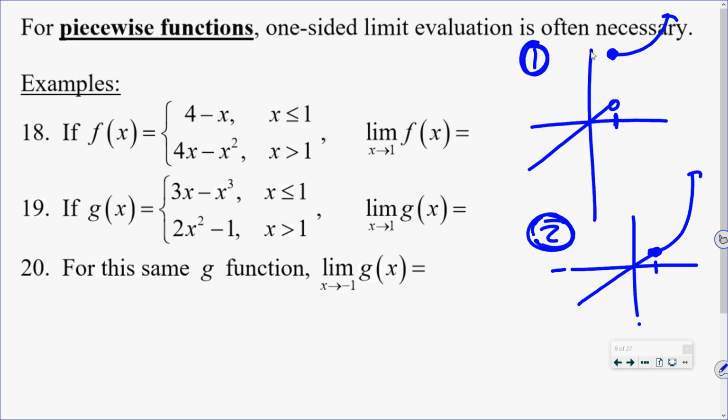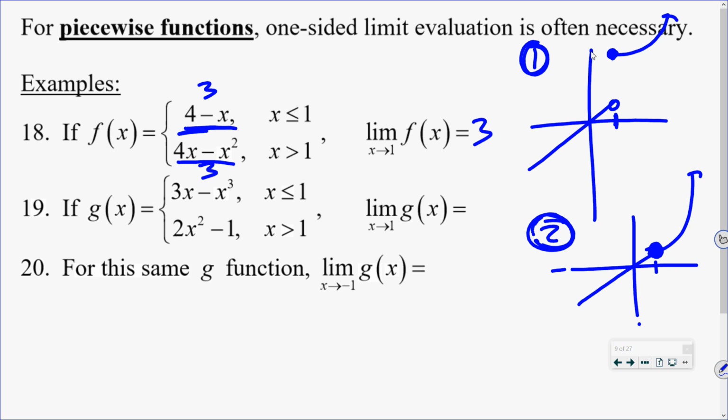To do that, it's actually really easy. All I do is plug 1 into my first equation and plug 1 into my second equation and see what I get. So when I plug 1 into my first equation, I have 4 minus 1, which is 3. When I plug 1 into my second equation, I get 4 times 1 minus 1 squared. So that'd be 4 minus 1, which is also 3. Hey, I got the same y value. So when x was 1 and y was 3, they met up in the same spot. That means the function is continuous. That means it does have a limit. And we know what the limit is because it's whatever that value is when I plugged 1 in. Well, when I plugged 1 in, I got 3. So there's my answer.